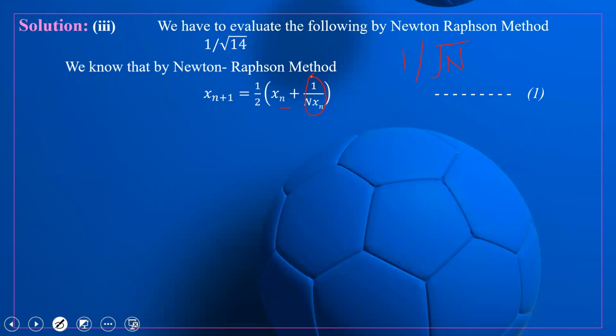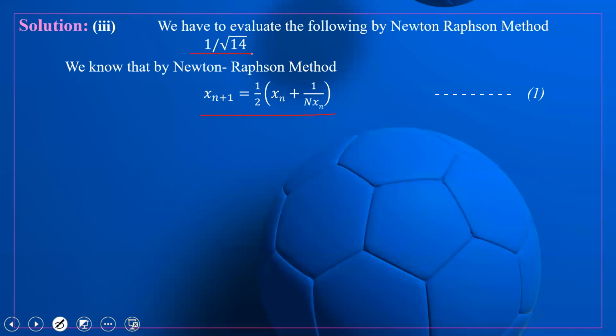If you want only root 14, what is the formula for that? x(n+1) is equal to 1 upon 2 times (xn plus n upon xn). And if n is in the denominator, then this n should be multiplied with xn. So this is the formula for finding the value of 1 upon root n.